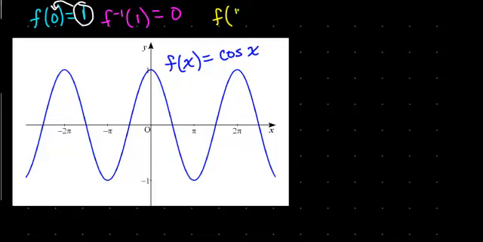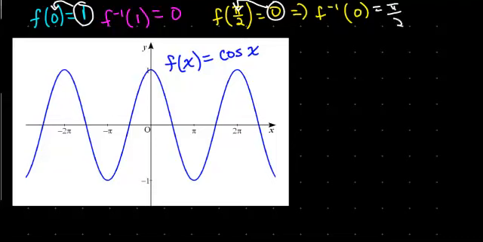Okay? Let's see, f of pi over 2 is 0. That is, the cosine of pi over 2 is 0. So that's going to imply that if we have an inverse function, f inverse of 0, it's going to take that output and send it back home. F inverse of 0 equals pi over 2.